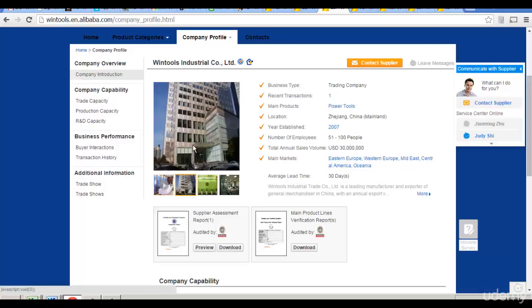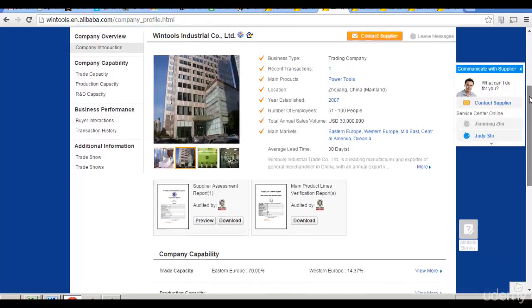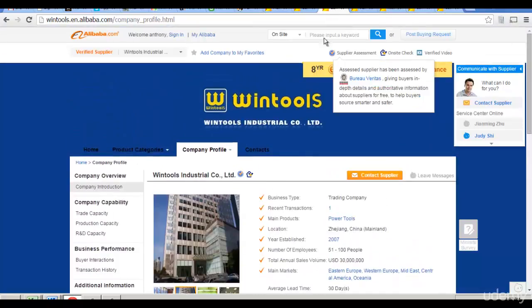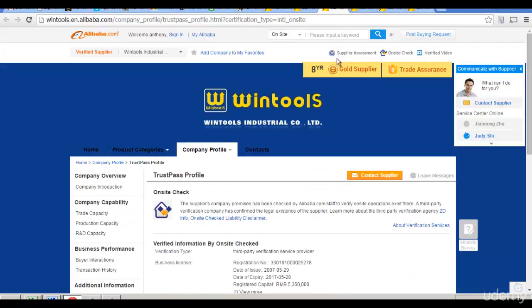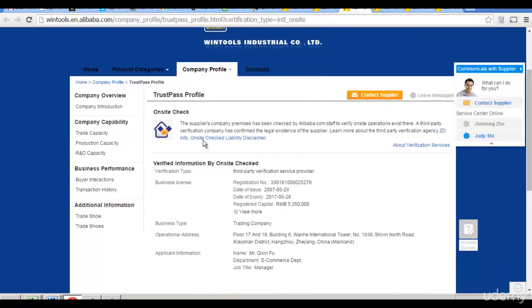Oftentimes, these videos are taken by Alibaba on their initial site visit when they do the assessment to see if they're going to be a gold level supplier or not. Sometimes they're outdated and actually from the 8th year, and sometimes they're updated. So, you got to take them for what they are. The on-site check, just the same.